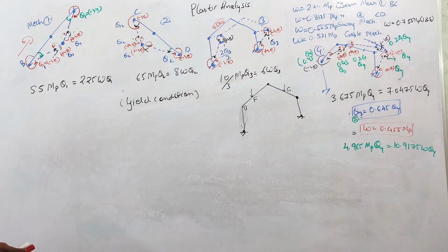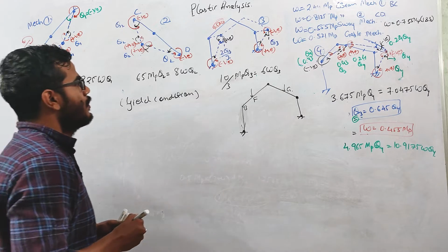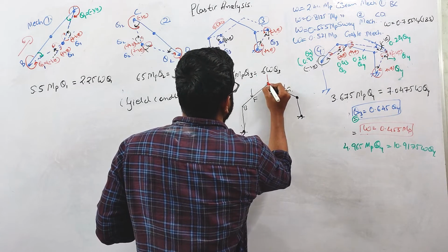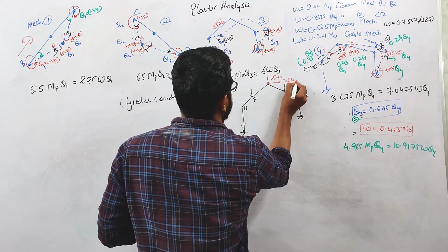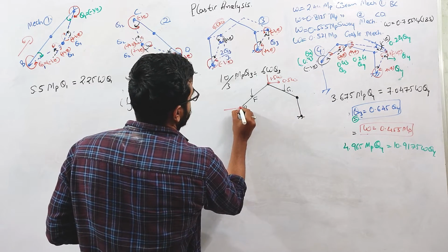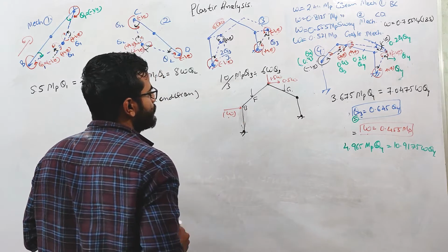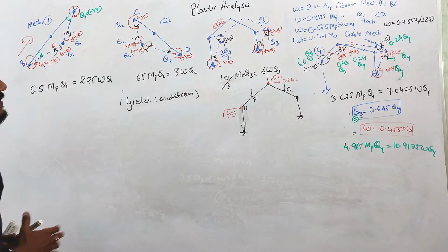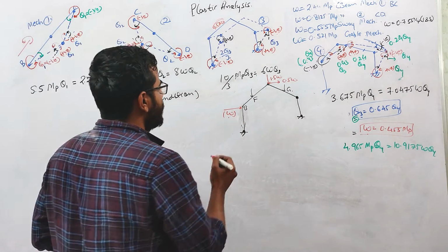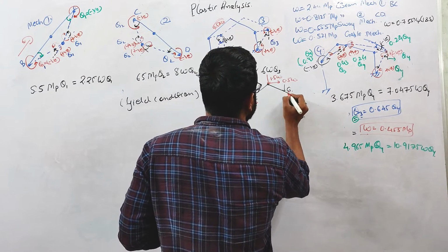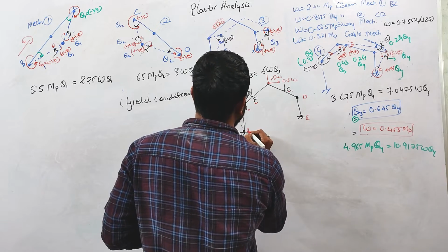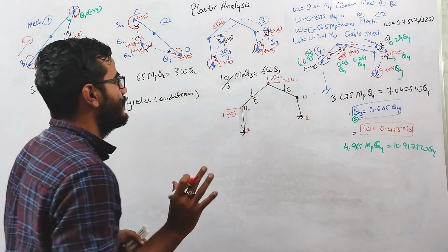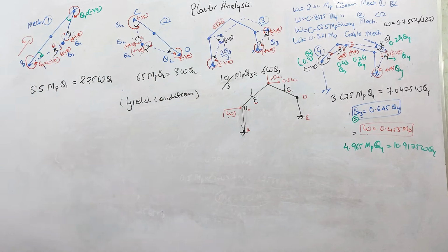Now the loads acting: this is 1.5 W, this is 0.5 W, and here one horizontal load W is acting. Basically we will be checking the yield condition at this B point, this F point, and G point. At this C, D, and E point, we already know the moments. At these points the plastic moment is acting, right?